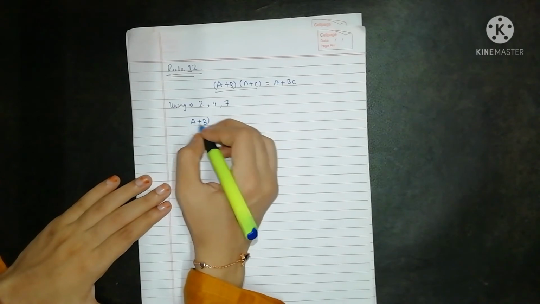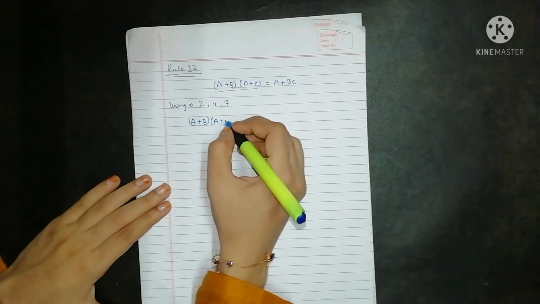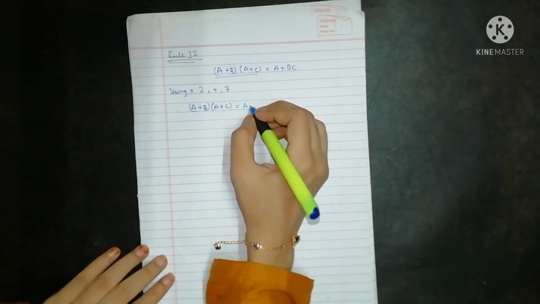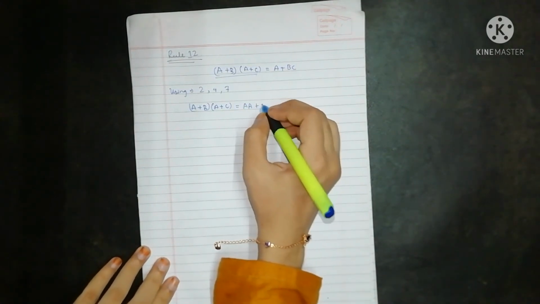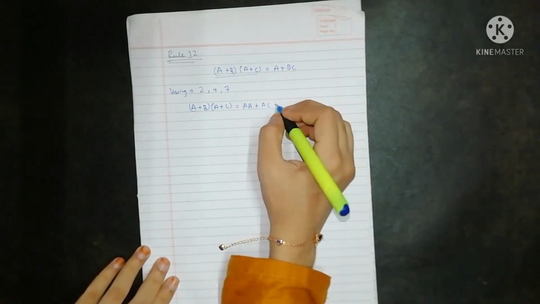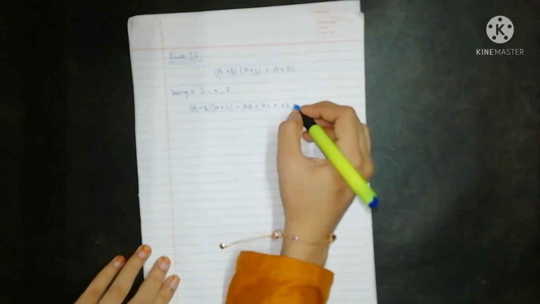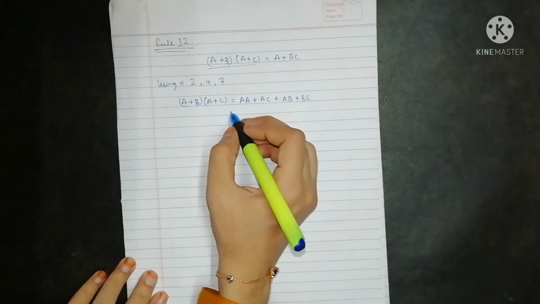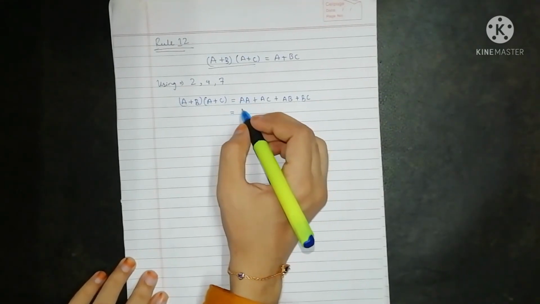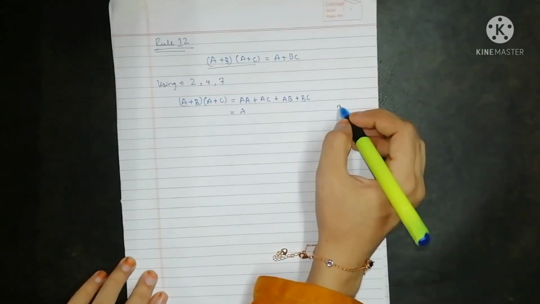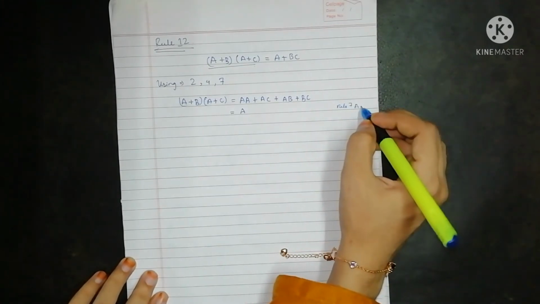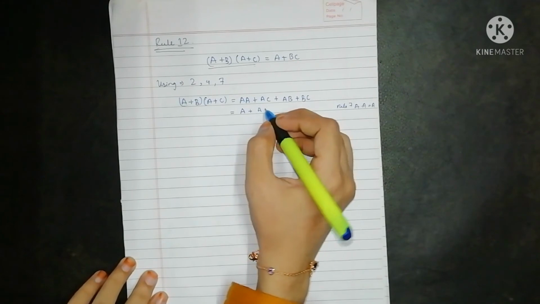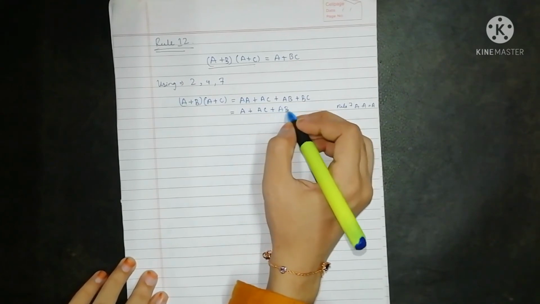So (A + B) into (A + C). This can be written as A into A + A into C + A into B + B into C, by opening the bracket. Then we have A into A as A by rule number 7, which says A into A is equal to A. The remaining terms will be as they are.